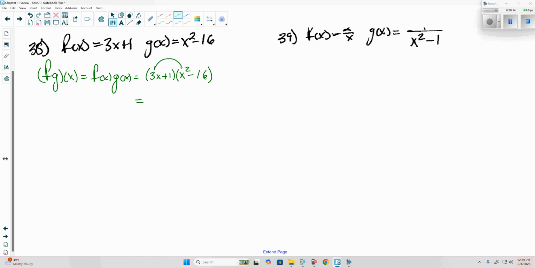So 3x times x squared is 3x cubed. 3x times negative 16 is going to be negative 48x. And then we'll do the same thing with 1. 1 times x squared is x squared. 1 times negative 16 is negative 16.